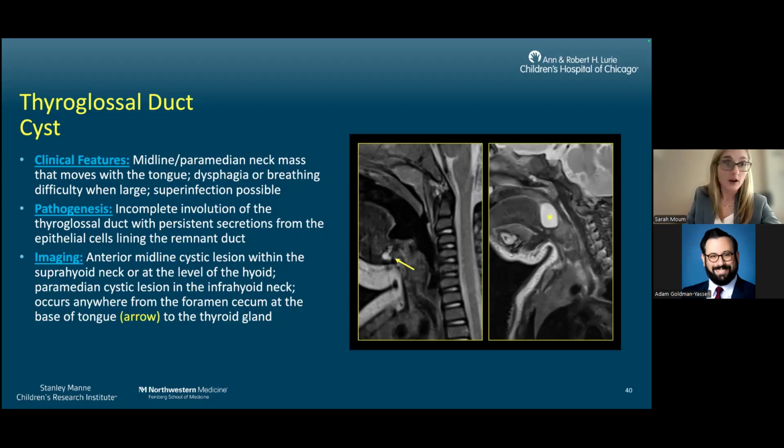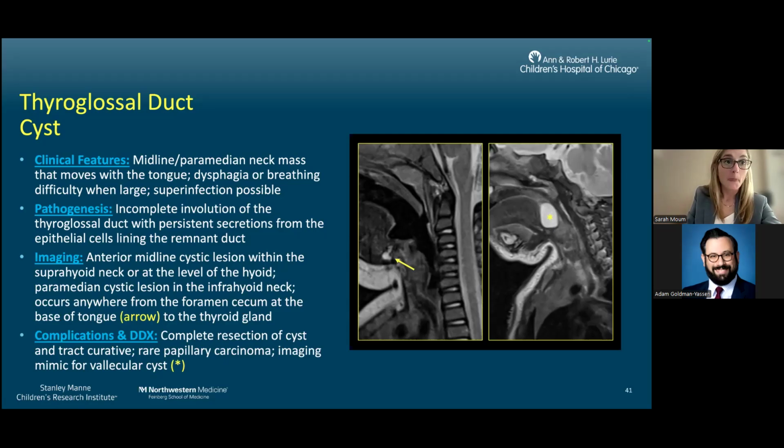Again, when large, they can cause symptoms. Complete resection is important of both the cyst and tract to prevent recurrence. They can get rare papillary carcinoma in older patients, and then there's an important imaging mimic. The image at right is showing a follicular cyst, which can happen in the same location, but has different underlying pathophysiology. So screen left is a thyroglossal duct cyst and screen right is a follicular cyst.